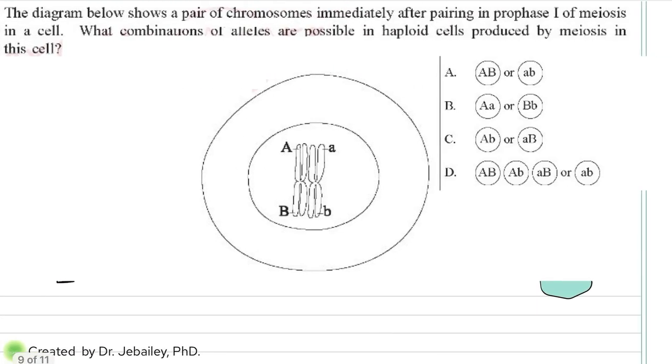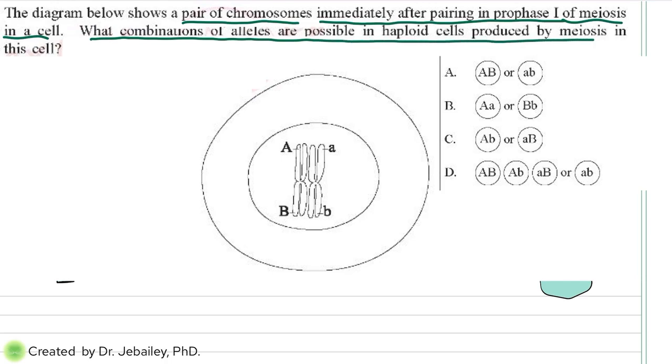Next, the diagram below shows a pair of chromosomes immediately after pairing in prophase 1 of meiosis in a cell. What combination of alleles is possible in the haploid cells produced by meiosis in this cell? So once again, that was the first read. Now again, the diagram shows a pair of chromosomes immediately after pairing in prophase 1. That means right after they have done what? Crossover. So the crossover has eventually happened. What combination of alleles is possible in the haploid cells produced by meiosis in this cell?